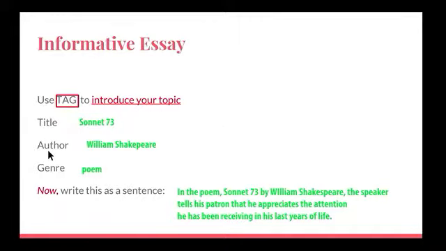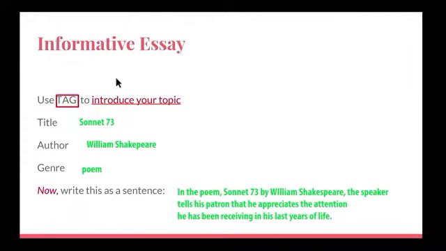TAG: title, author, genre. So the title is exactly Sonnet 73. The author is William Shakespeare. The genre, or the type of literature, is poem. So when you put it all together as a sentence, you would say: in the poem Sonnet 73 by William Shakespeare, the speaker, William Shakespeare, right, tells his patron that he appreciates the attention he has been receiving in his last years of life. Okay?